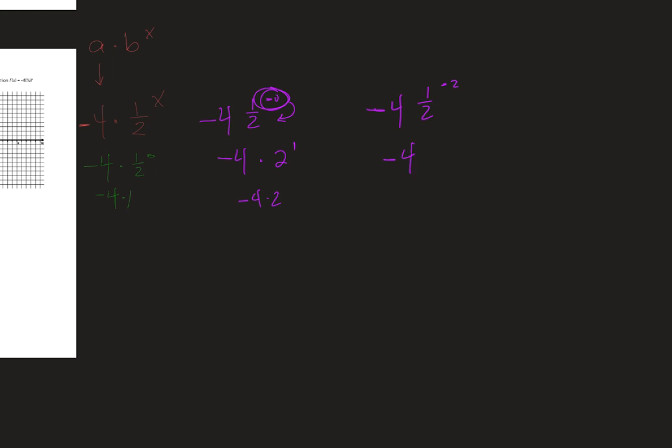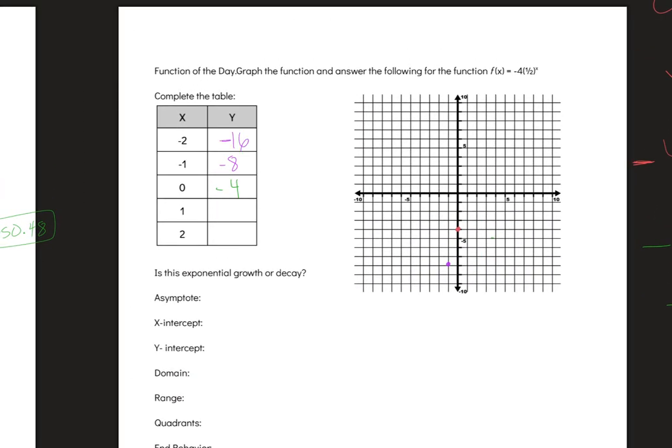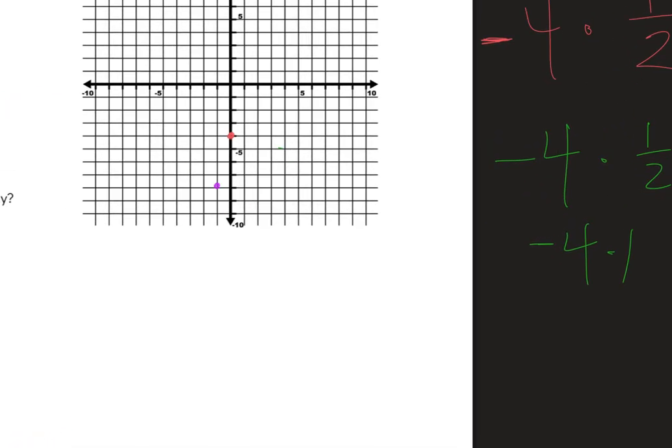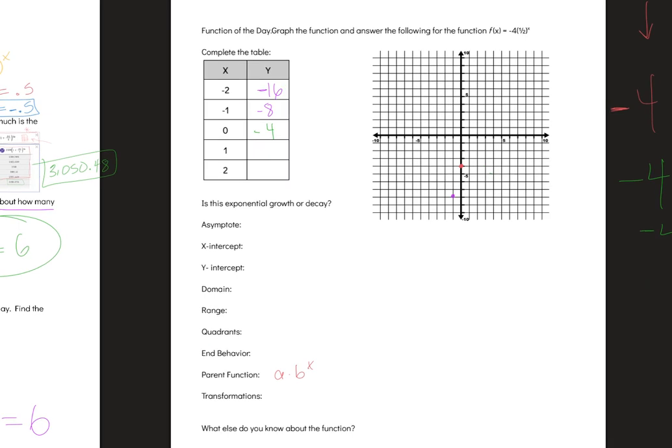Negative 4 times 2 squared. Negative 4 times 4 is negative 16. So we're off the graph here. That's okay. We don't really have to graph it that way, right? We're going to graph it, but we really don't have to be that pinpoint accurate.